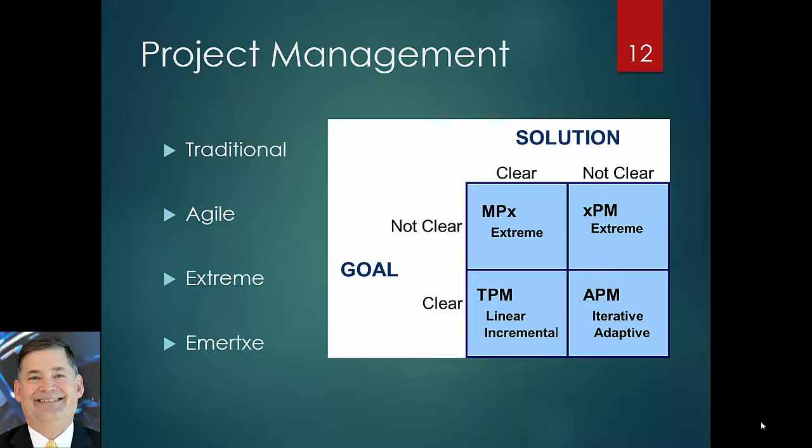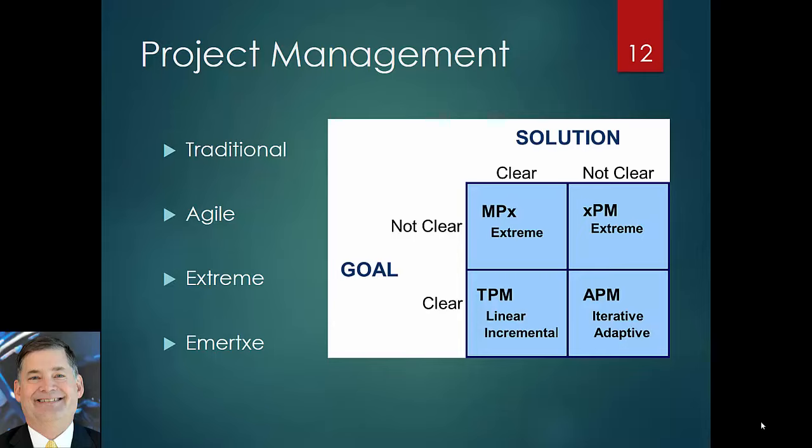As you might imagine, emergency and extreme have high risk, agile less risk, and traditional the least amount of risk, because you know more. In a traditional project, you have a clear goal and a clear solution, so it's a fairly straightforward approach. Agile, you've got a clear goal but no clear solution, and thus there's more risk. And again, for extreme and emergency, much more risk is associated with these types of projects.